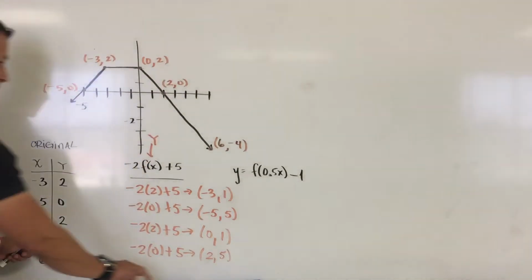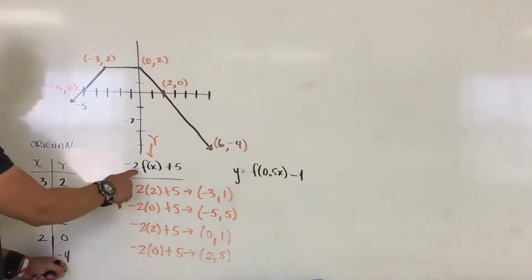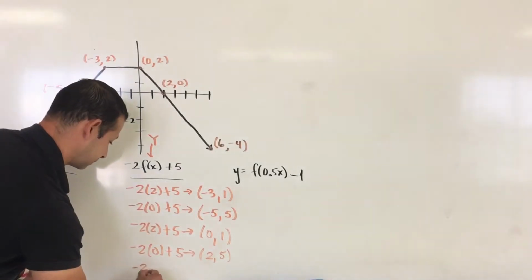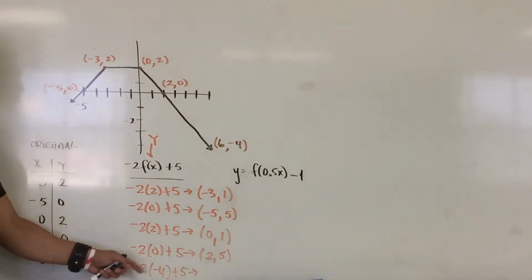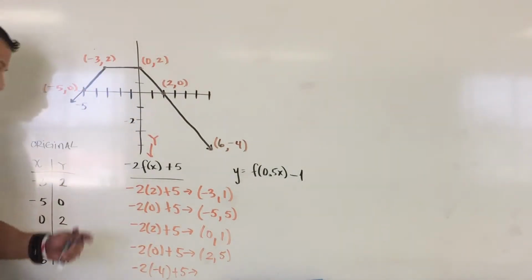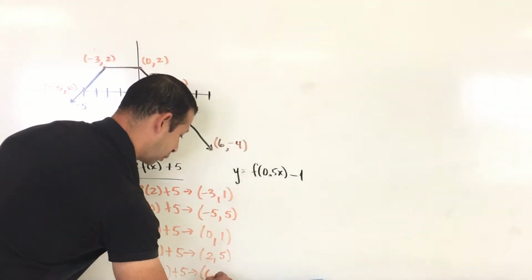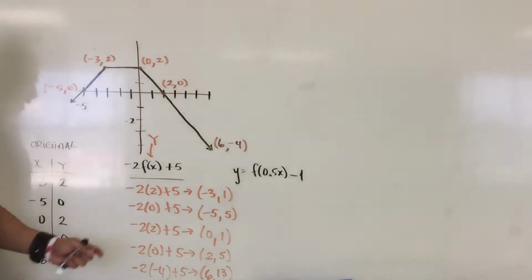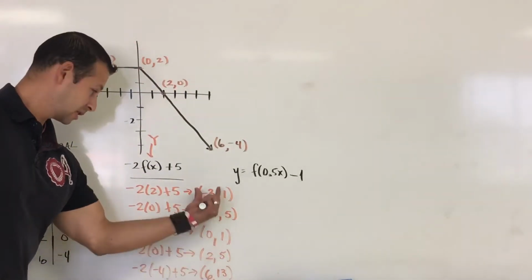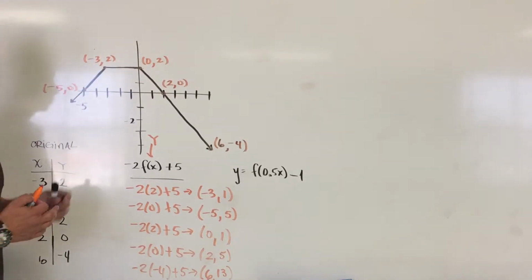Okay. Lastly, the next one, y value of -4. -2 times -4, plus 5. So -2 times -4 is 8. 8 plus 5 is 13. So when x is 6, the new point is going to be at 13. Okay? And now all you want to do is sketch this, and it'll give you the new transformation.